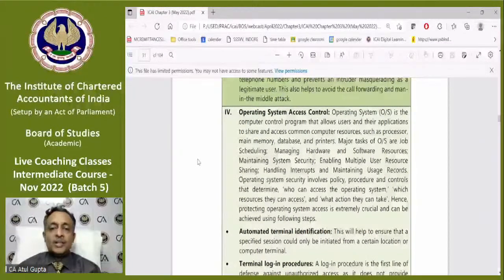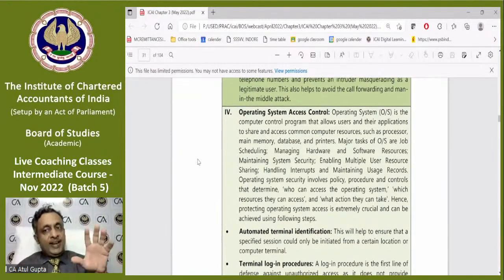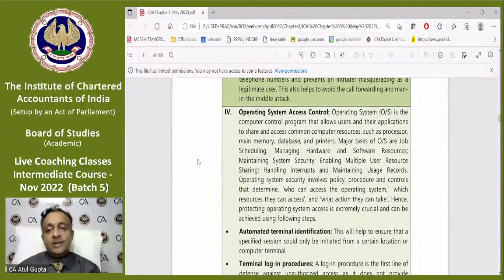The main tasks of operating system are job scheduling, managing hardware and software, maintaining system security, enabling multiple user resource sharing, handling interrupts, and maintaining usage records. Now, interrupts are a way you are processing the instructions. Operating system security involves policy, procedure, and control that determine who can access the operating system, which resource they can access, and what action they can do. Very good. Who, which, what. Who can access which resource and what they can do on that resource.